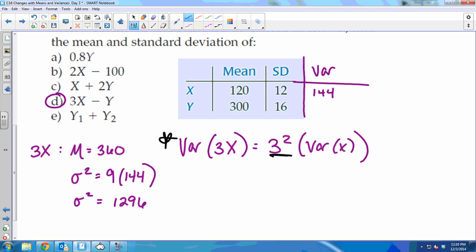Everyone good so far? To finish this question, I actually have to do the 3x minus y. So the mean of 3x was 360, minus the mean of y, which is 300, so it's just 60. You should get every single expected value question right. Yes.